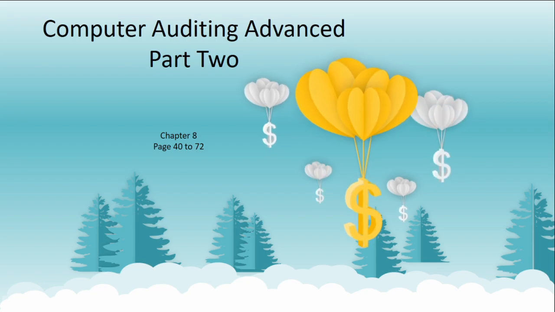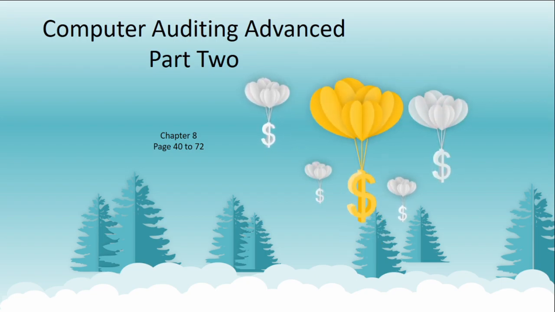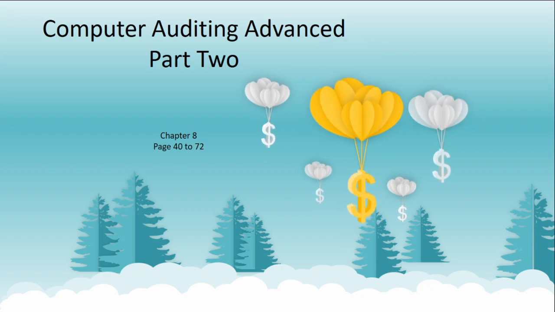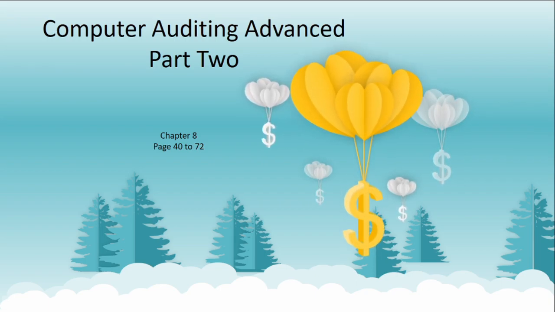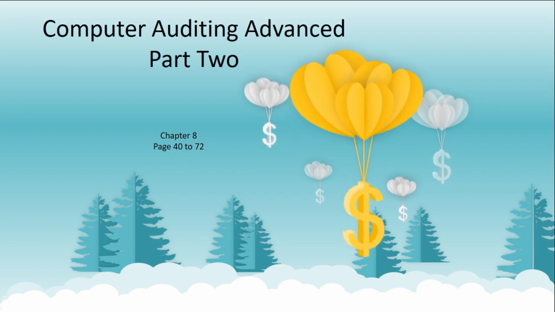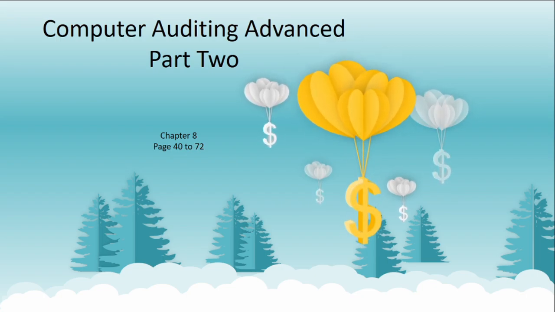This is Part 2, the second part of a series called Computer Auditing. In Part 1 of Computer Auditing, we had 3 videos in which we went through general controls. In this part of the series, which is called Computer Auditing Advanced, we have 2 videos in which we go through application controls. If you have not watched any videos yet in the series, I strongly encourage you to go back to the first videos and watch them before coming to this one.